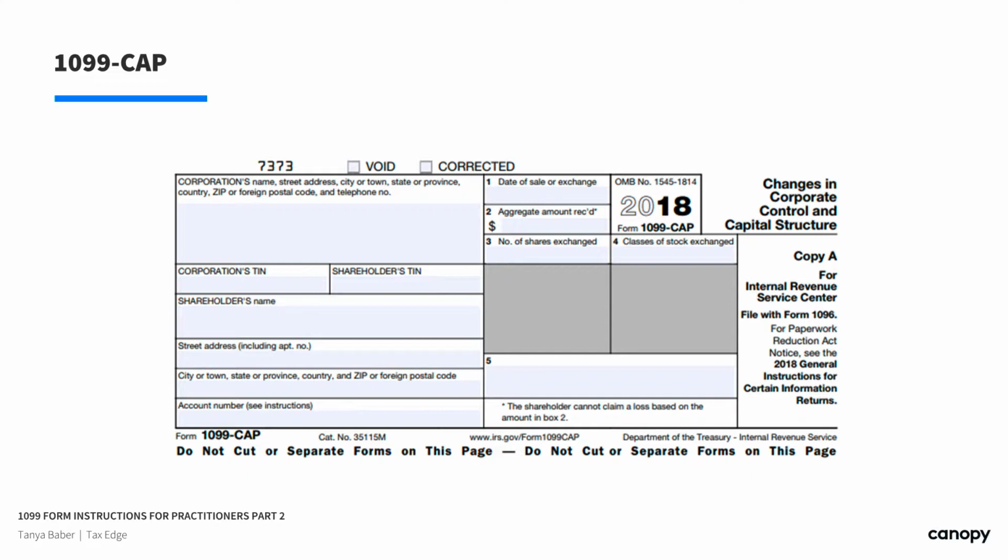A lot of the other basics are still here, except now it's corporation's name and shareholder's name, the same sort of format. So this is the person creating the form. This is the one receiving it. So none of that really changes, just the wording does. So: date the stock was exchanged, the amount of the fair market value of the stock or the property received, the number of shares that you held which were exchanged in the transaction, the class of stock exchanged.